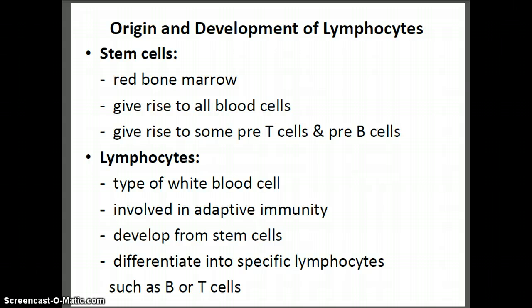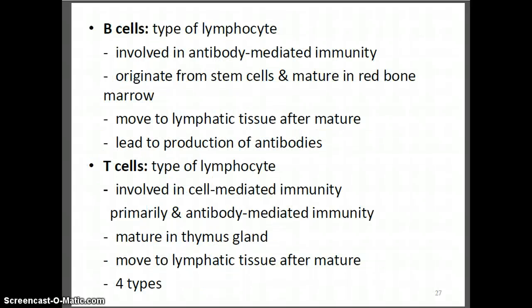The lymphocytes develop as stem cells in the red bone marrow. These stem cells give rise to all blood cells, including the lymphocytes. Some become pre-T cells and pre-B cells. The lymphocytes are a type of white blood cell, and they are involved in adaptive immunity. They become differentiated into very specific cells, such as B cells or T cells. B cells are involved in antibody-mediated immunity. As I said, they originate in stem cells, and they mature in the red bone marrow. So B for bone marrow, if that helps you remember. They move to lymphatic tissues after they mature, and they lead to the production of antibodies.